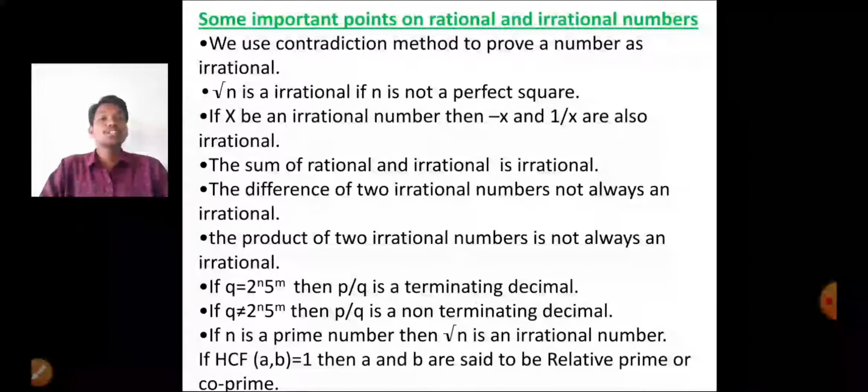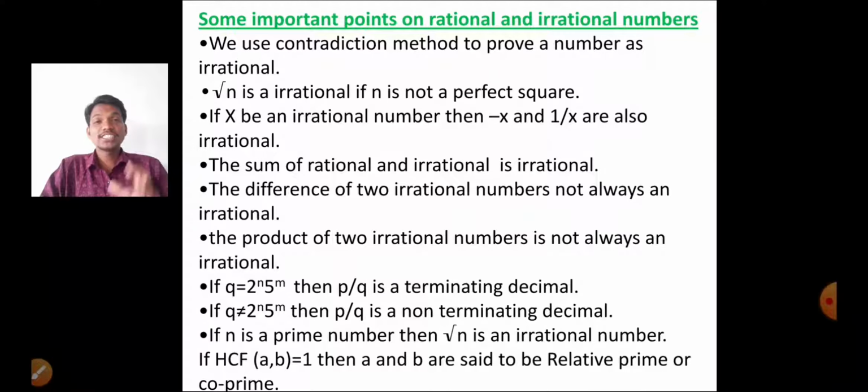Some important points on rational numbers and irrational numbers. The basic concept is that real numbers are made up of rational numbers and irrational numbers. I have given some important points in this slide. We use the contradiction method to prove that a number is irrational.